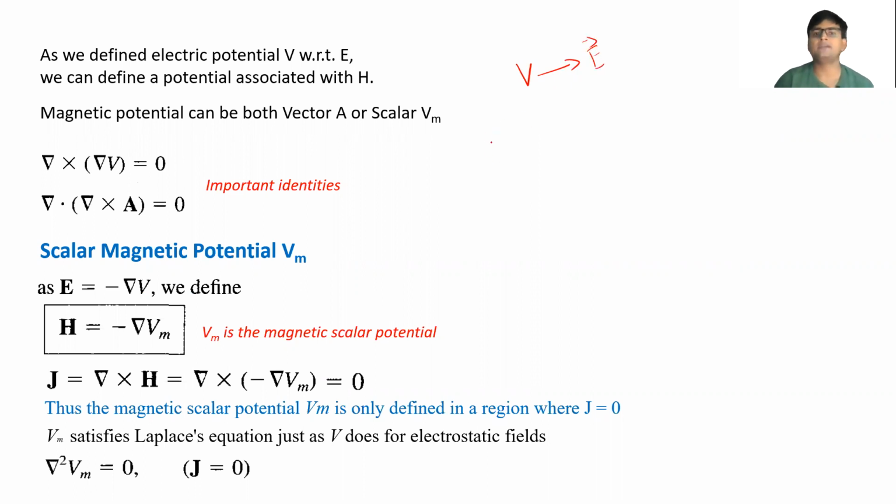Similarly, we can define a magnetic potential which is associated with H, but the thing is that this magnetic potential can be both vector and scalar. We will see how. So to define these quantities, this vector magnetic potential and scalar magnetic potential, we will use some identities and some theorems to see how we can find these quantities.